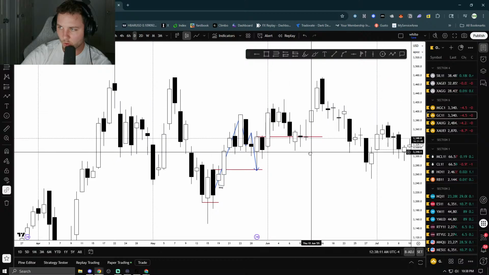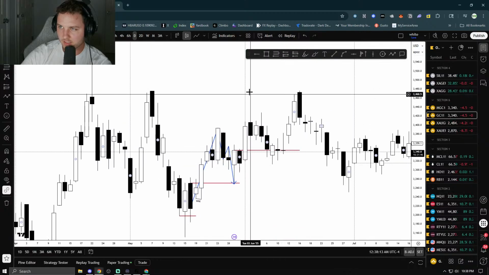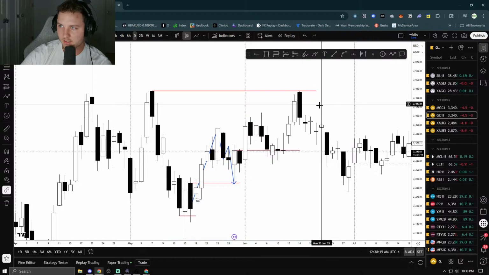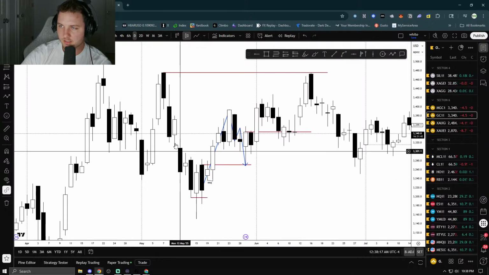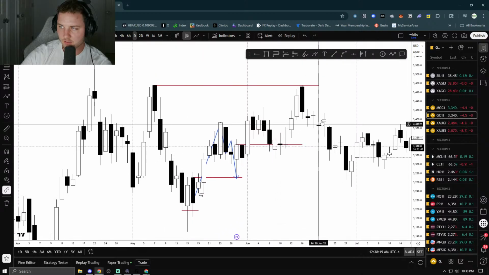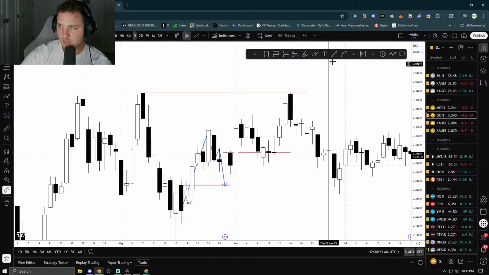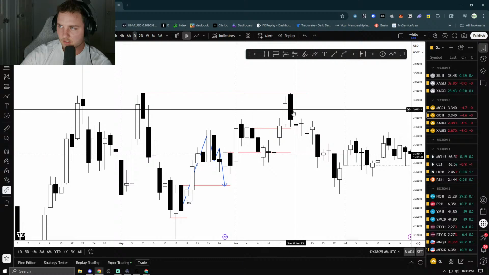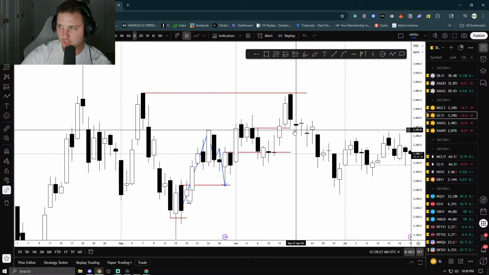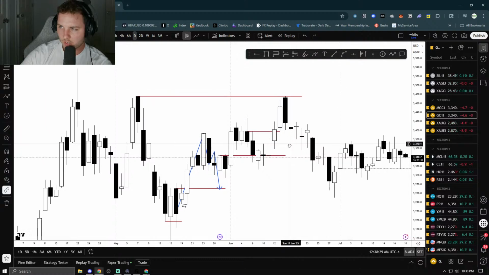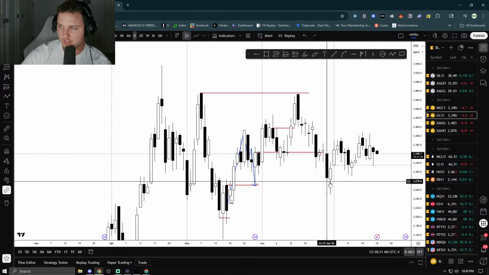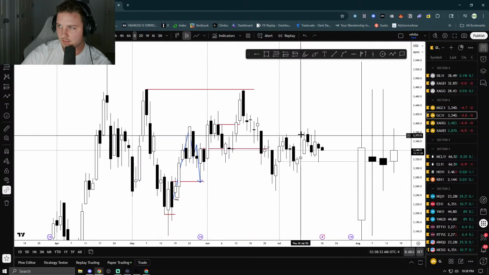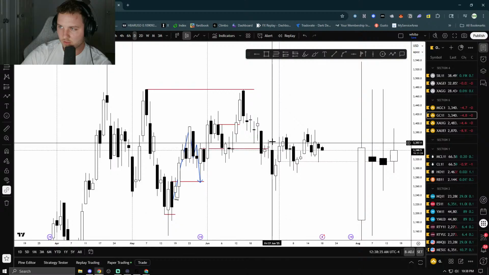CISD again. Expansion into what? Pullback into what? The CISD. What are we taking out? This objective. This is the sell side. This is the buy side. Okay, CISD. Comes back, taps it, or I don't know the dynamics of this candle. And then what do we do? We disrespect it. And that's where we're at now.